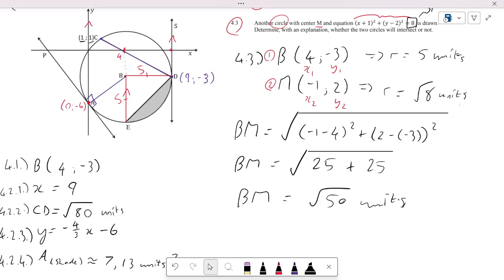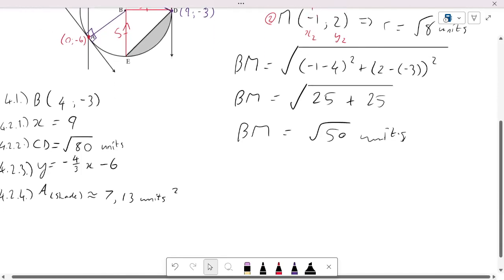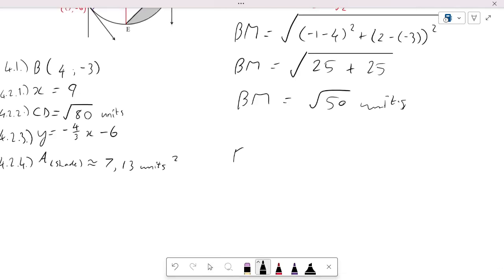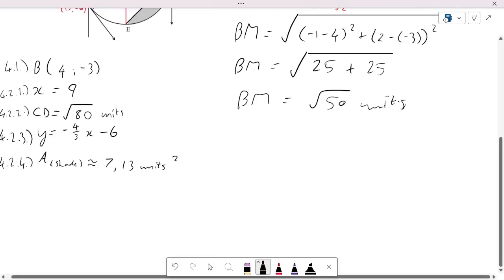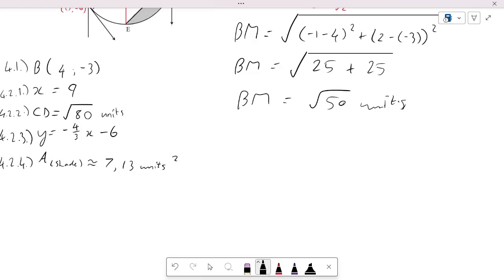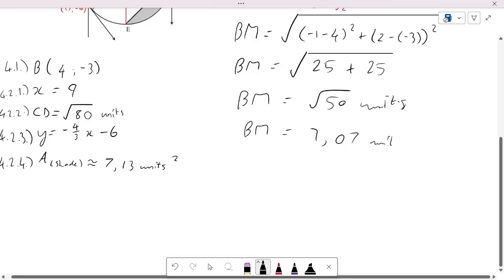So now, remember what I said over here. We need to prove that, let's see over here, right? Okay, so we know that the square root of 50 units is BM. Let's figure out what the answer is here. What is the square root of 50 equal to? It's equal to 7.07 units, right? So approximately 7.07 units.